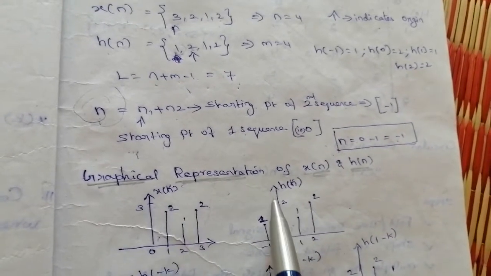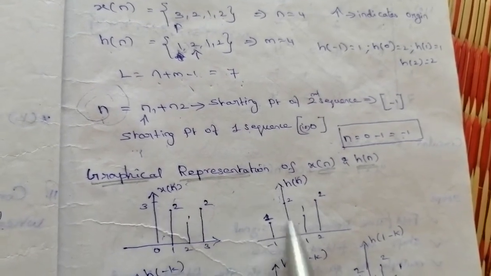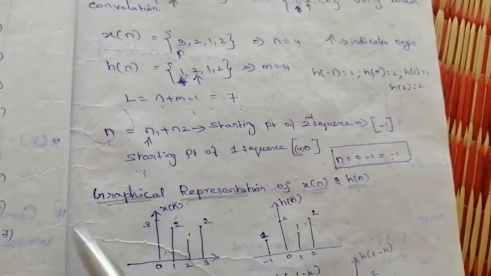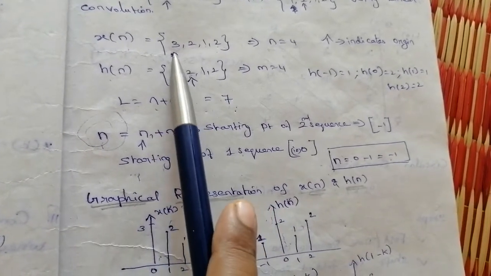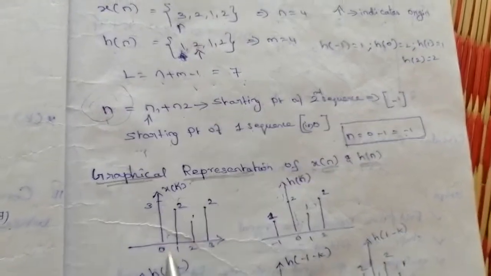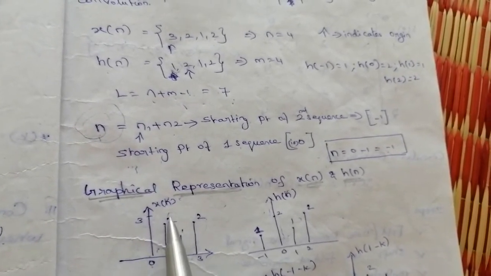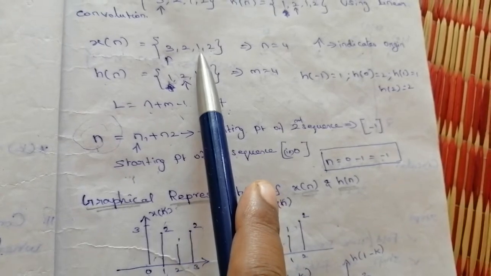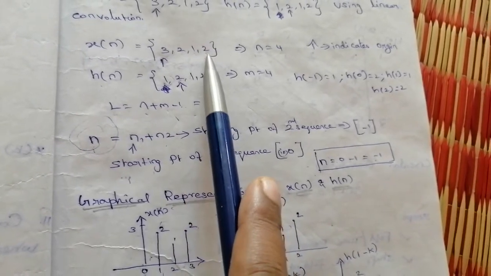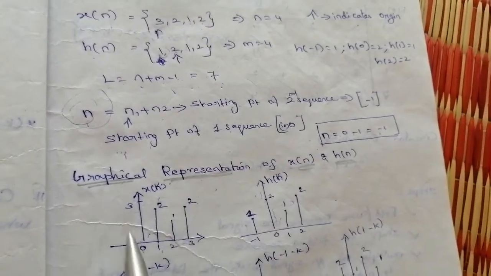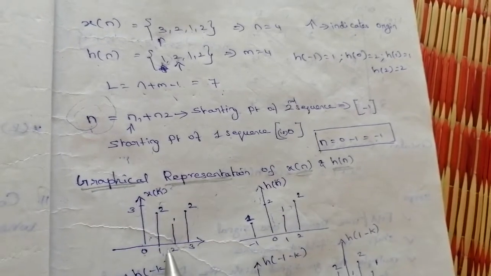So x of n, h of n, or x of k, h of k, anything we can use. So here x of n or x of k value is 0, 0 amplitude is 3. So x of 0 value is 3. Then x of 1 value is 2. x of 2 value is 1. x of 3 value is 2. So likewise we can draw the graphical representation.